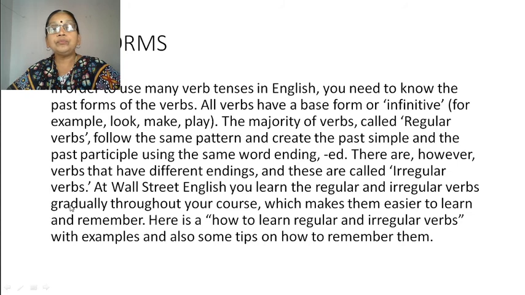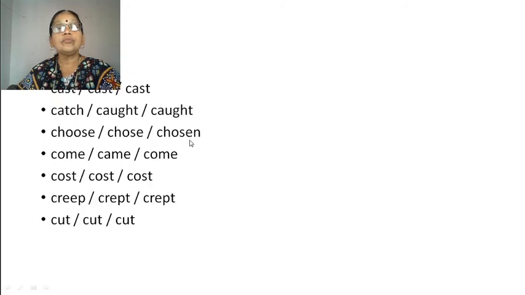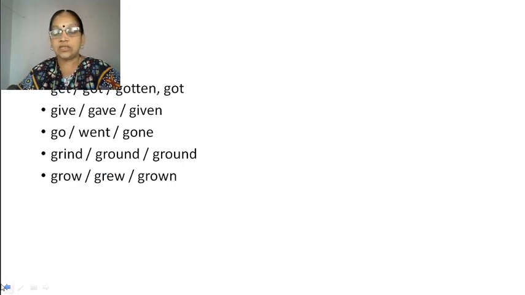In order to use many verb tenses in English, you need to know the past forms of the verbs. Cast, cast, cast. These are the examples for irregular verbs. Catch, caught, caught. Okay. Go through all the words.